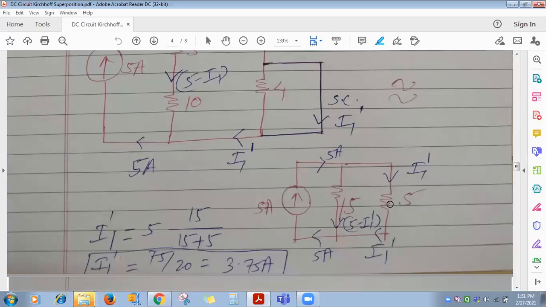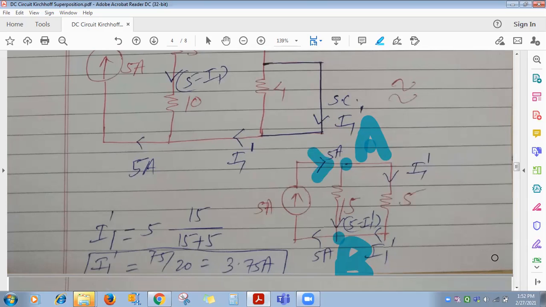What about 5 and 15? How are they connected? Parallel. Correct. Across these 2 points, 2 nodes, 5 and 15 are connected in parallel. Suppose I denote this node as A and this one as node B. Across nodes A and B, 5 and 15 are connected in parallel. Do you know the current entering node A?